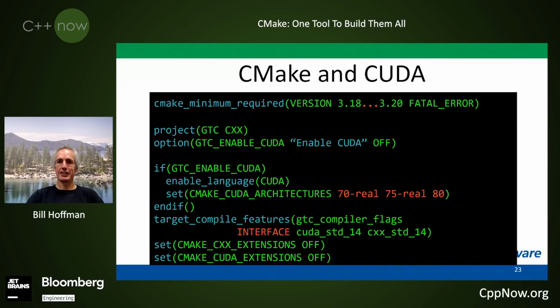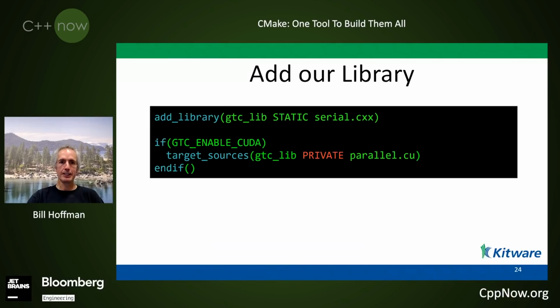CMake and CUDA. So this is a small little project where we enable, call it a C++ project. We have CUDA, and then we can say enable language CUDA. And we can set a few features that we want, CUDA standard 14, C++ standard 14. And then I can add a library with a C++ file. If CUDA is on, I can add some private sources to it where I'm adding a CUDA file.